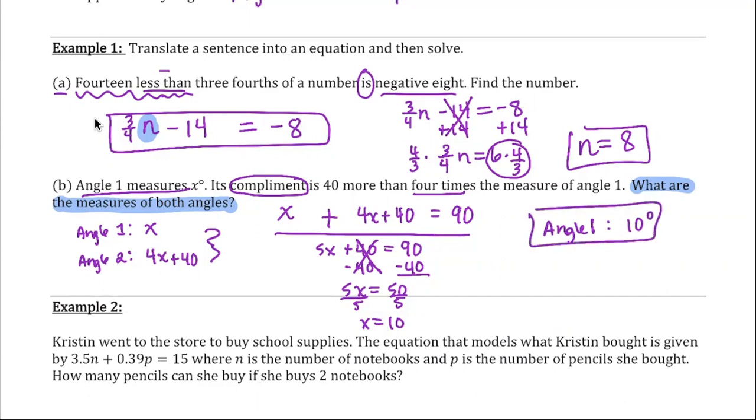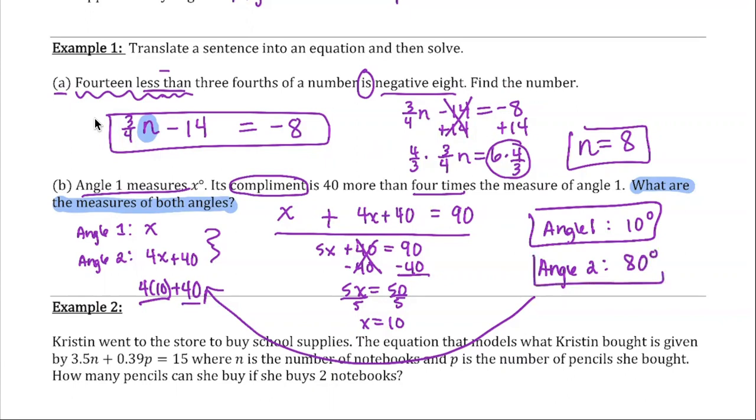And I can also find the measure of angle 2. The measure of angle 2 tells me that if I take 4 times whatever x is plus 40, that's going to be the measure of angle 2. Well, if I take 4 times 10, we get 40, plus 40 is 80. And it makes sense because these 2 angles, if I add them together, they should add up to 90 degrees, and 10 plus 80 is 90.